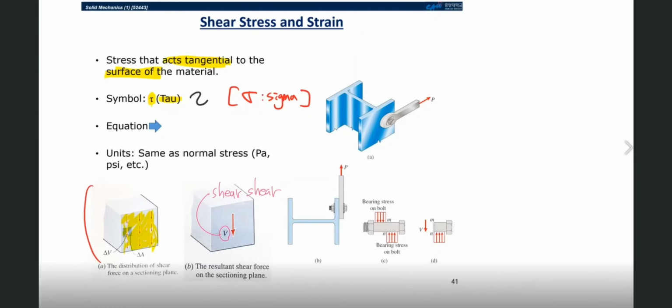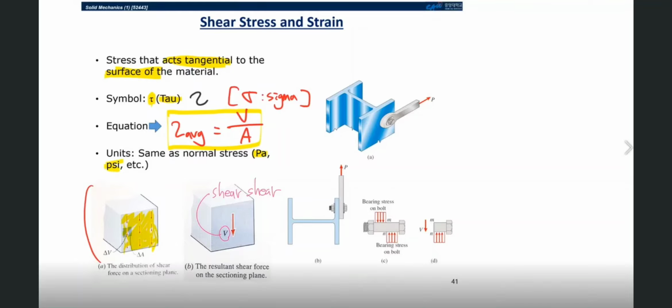And according to the definition, the shear stress can be expressed as the shear force V divided by the cross-section area. So this is the equation for determining the shear stress. Right, and the unit of the shear stress is the same as normal stress, so we use Pascal or psi.